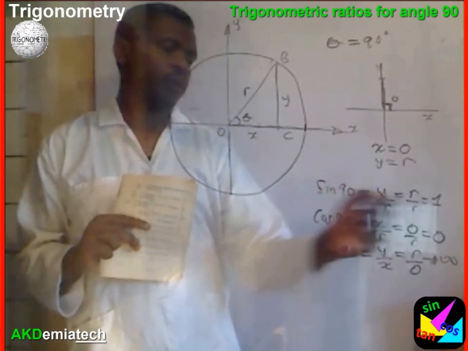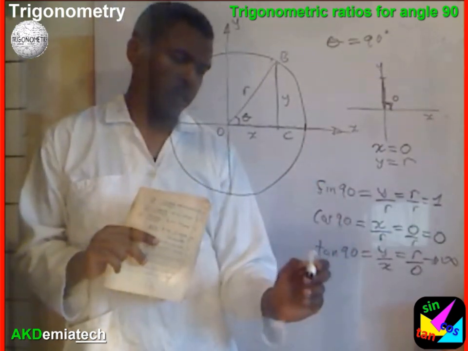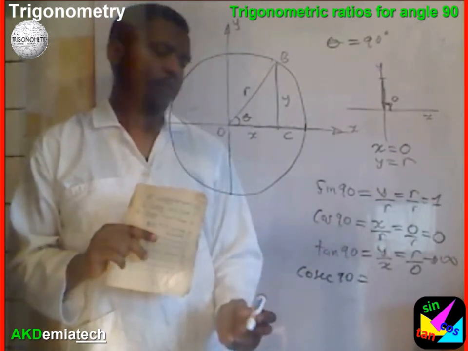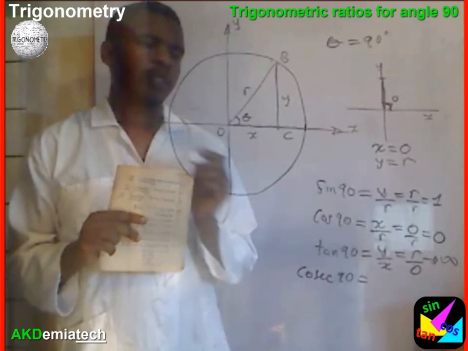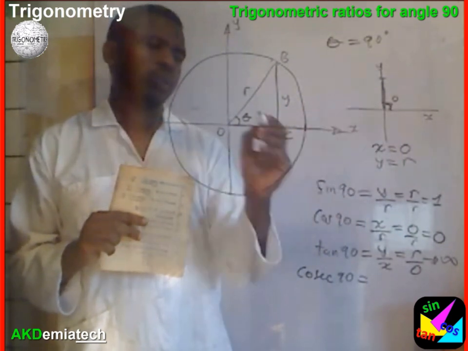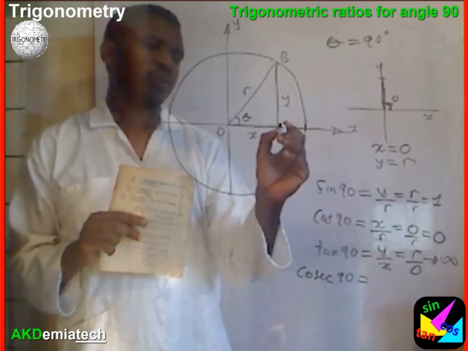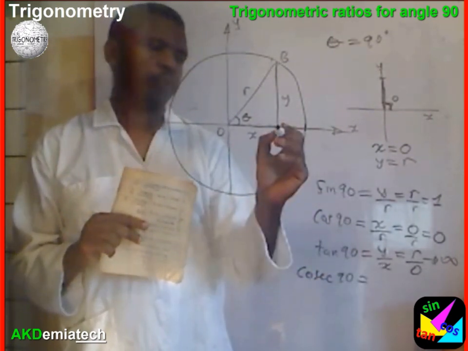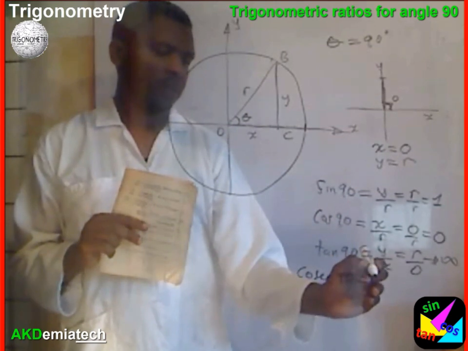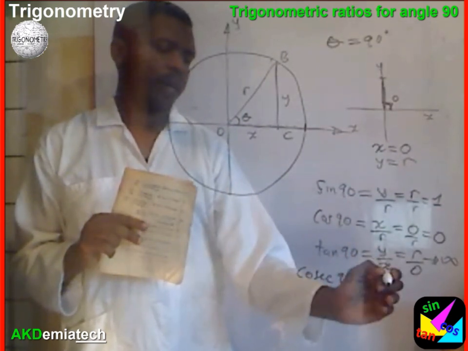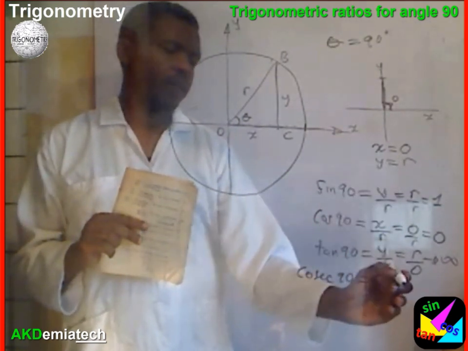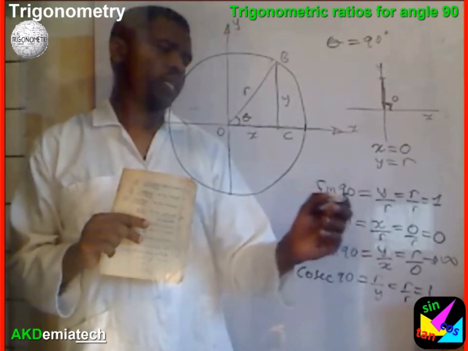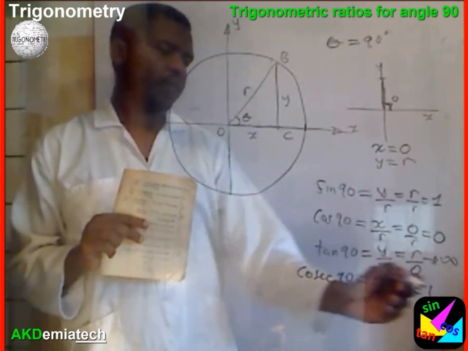Now let's look for cosec 90. Cosec 90 will be equal to hypotenuse all over opposite. What's the hypotenuse there? R all over y. But y is r, so I'll get r all over r is equal to 1. What are we saying here? Sine 90 equals 1, cosec 90 is equal to 1.